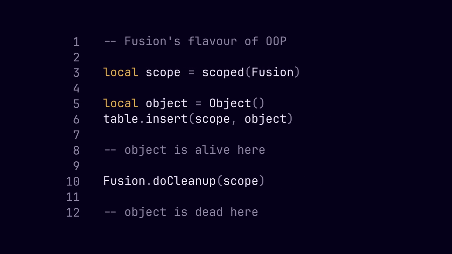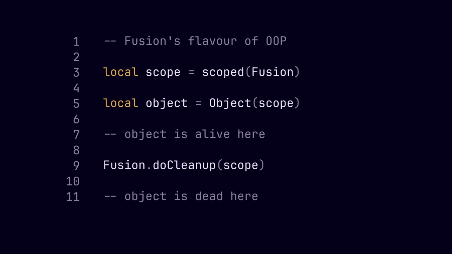For your convenience, Fusion appends every newly created object for you. All you need to do is pass the scope into the constructor. This is why every constructor requires you to pass in a scope. Now that we understand how Fusion generally deals with objects, let's talk about destruction order.